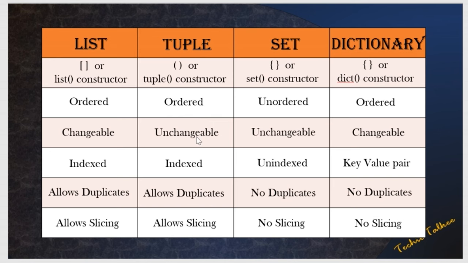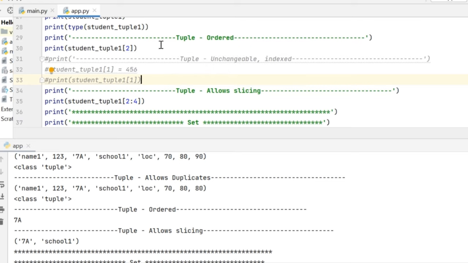Tuples are ordered and indexed, meaning I can retrieve a value using the index, and since it is indexed, it is ordered with each tuple item stored at a specific index. Tuples are indexed, meaning I can retrieve the value using the index value.